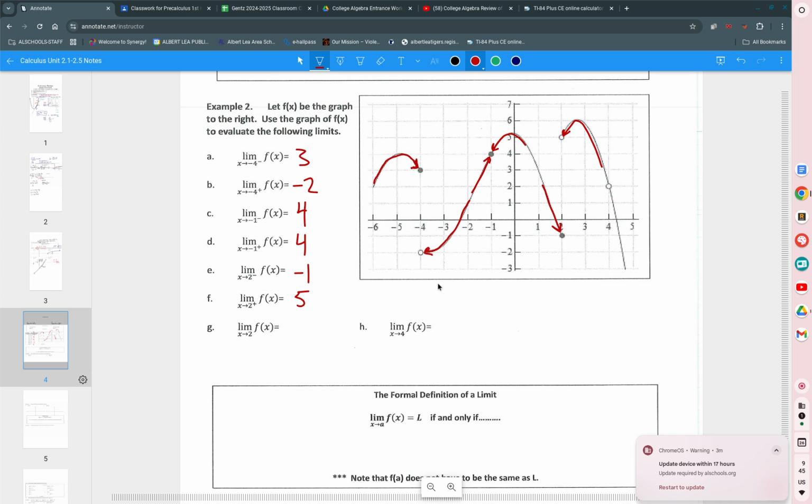What is different about question G compared to the other questions? It doesn't say left or right. That means the limit as a whole. It means left and right. And so here's what we do. The left is different from the right, isn't it? If the left and the right are not the same, then the limit does not exist.